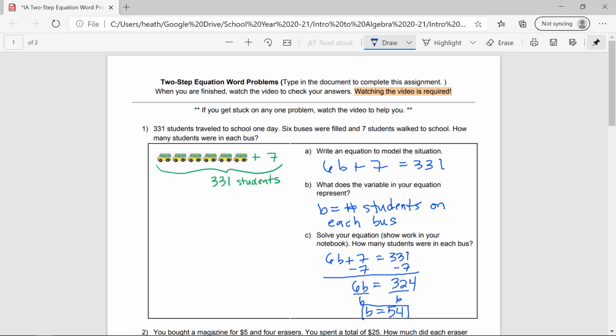Now, it's fine if you didn't put this work in your document. It's fine if you did it in your notebook. It says that in the directions. But the real question is, how many students were on each bus? So I would like you to type out an answer for that. We know that B stood for the number of students on each bus, so 54, our answer for the value for B, is the number of students on each bus.